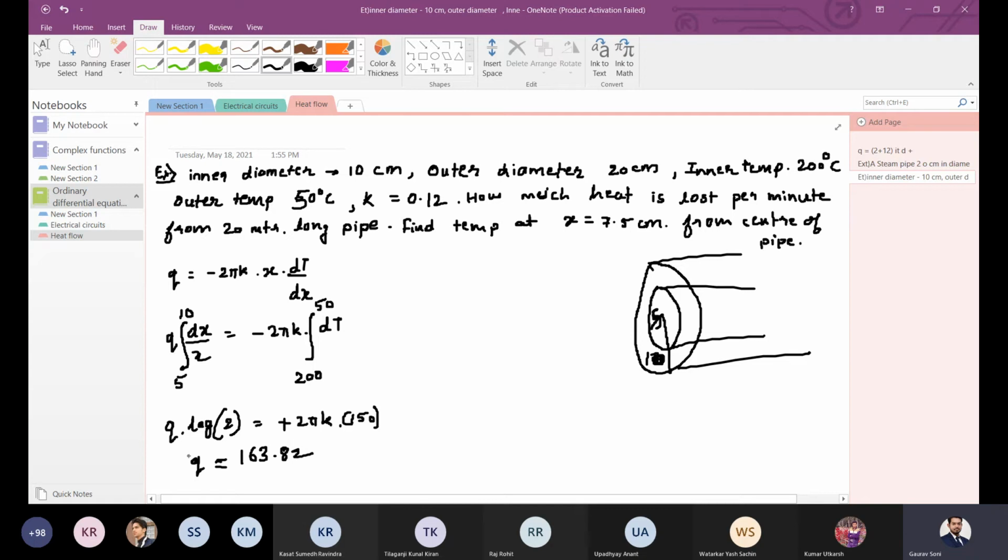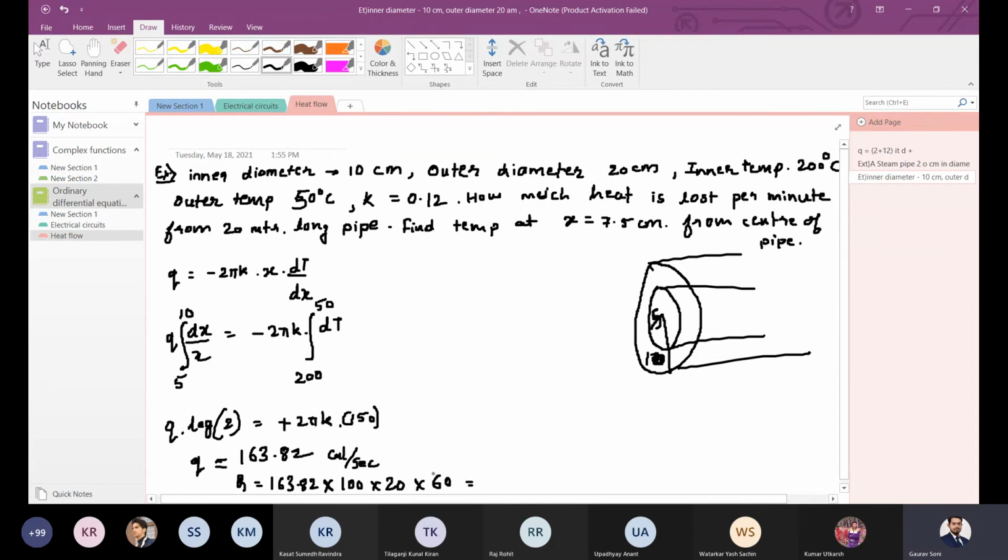Okay. Look, this much is the heat flowing per second. Our question is how much is lost per minute from a 20 meter long pipe. So in order to find that value, capital Q, I will multiply 163.82 into 100, 1 meter into 20, into 1 minute. So that will be 60.